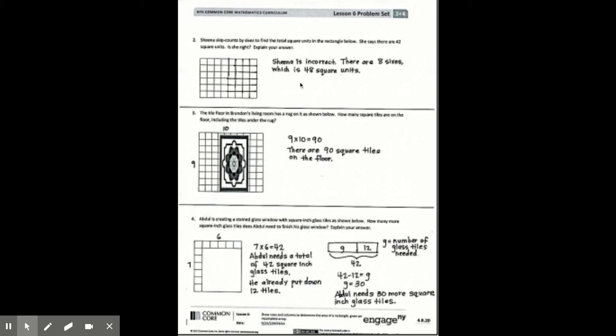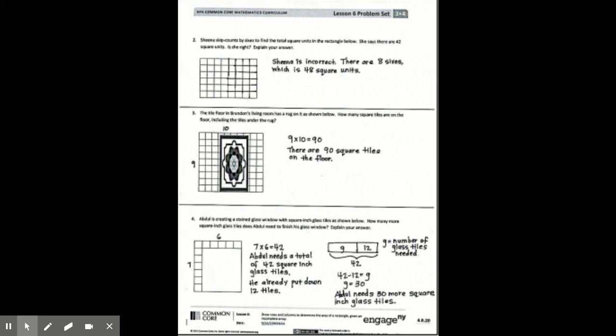So it's 6 multiplied by 8 is 48 square units. So Sheena said it was only 42 square units. So Sheena is incorrect. So she skip counted, but she missed one. She did 6 times 7, whereas this problem you need 6 times 8, which would be 48 square units. So Sheena is incorrect.